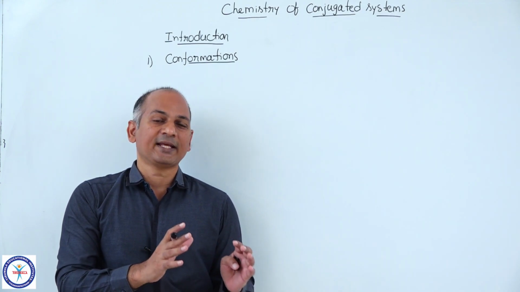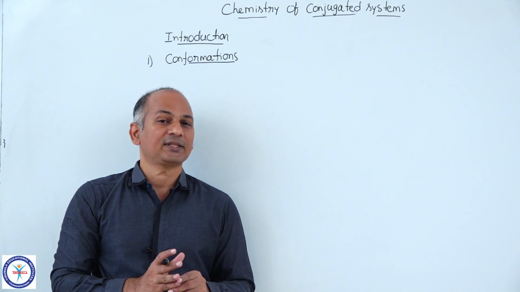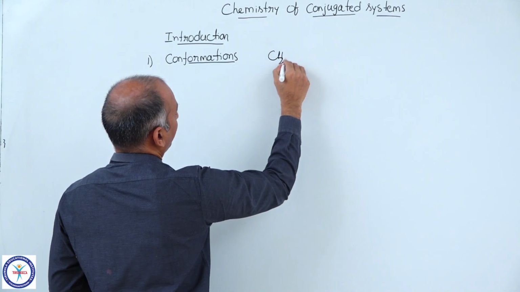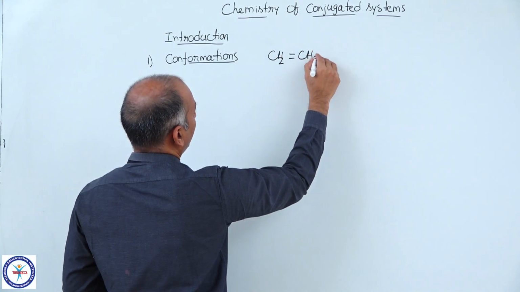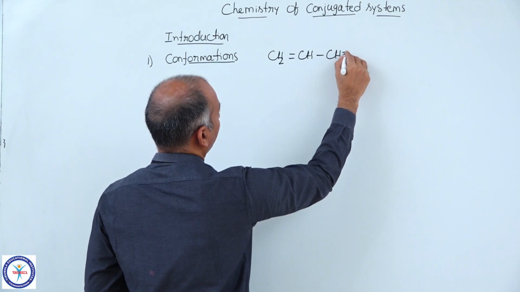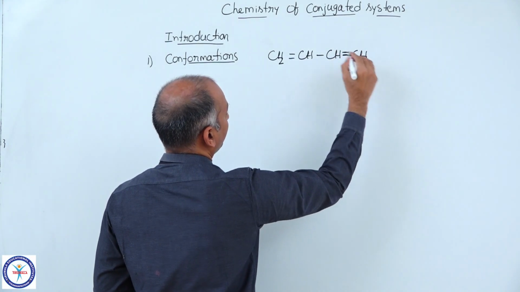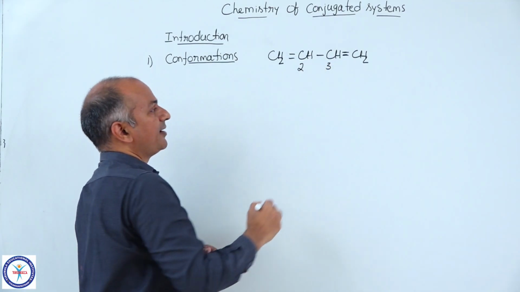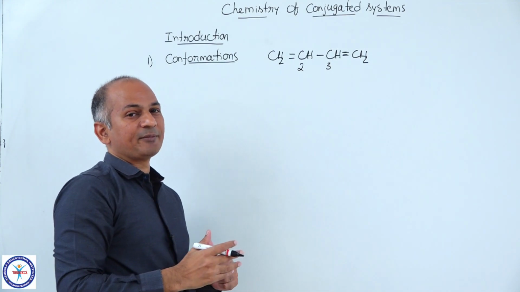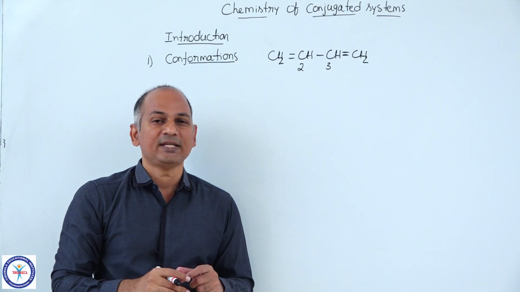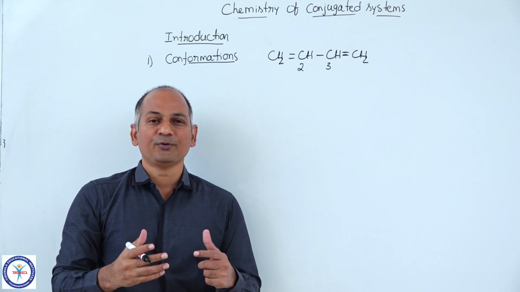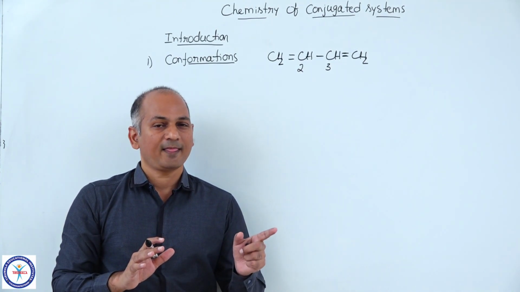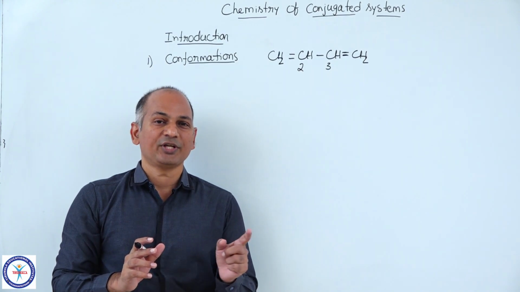And to explain this, I am taking the example 1,3-butadiene: CH2 double bond CH, single bond CH, double bond CH2. All of you see the bond that is present between the second and third carbon, and I am explaining conformations with respect to that particular bond, the C2-C3 bond. All of you recall whether that is a pure single bond or partial double bond. It is a partial double bond because of the resonance, because of the conjugation.